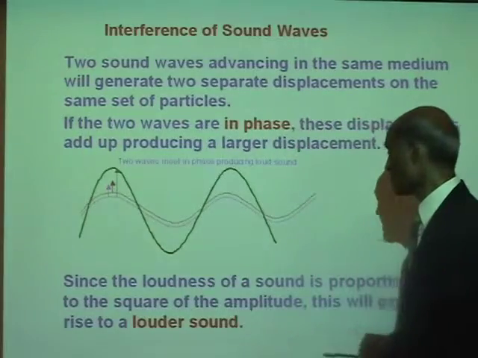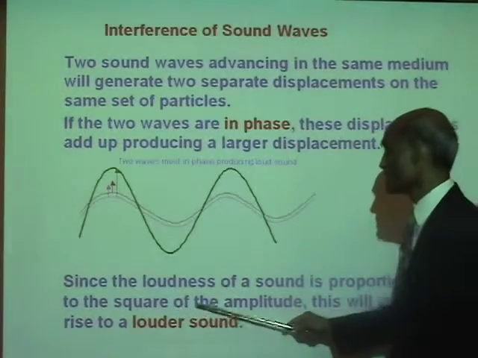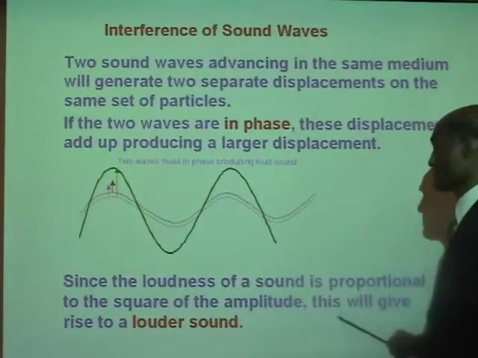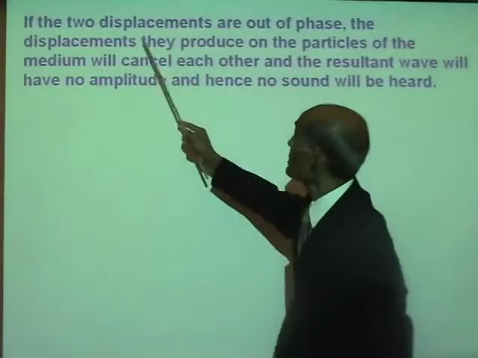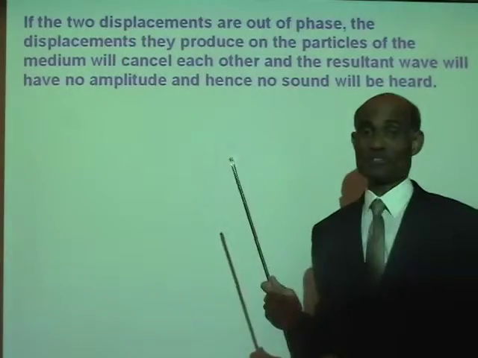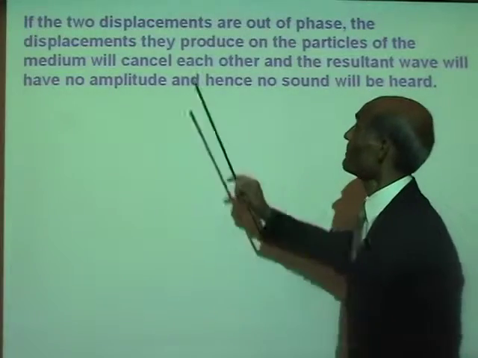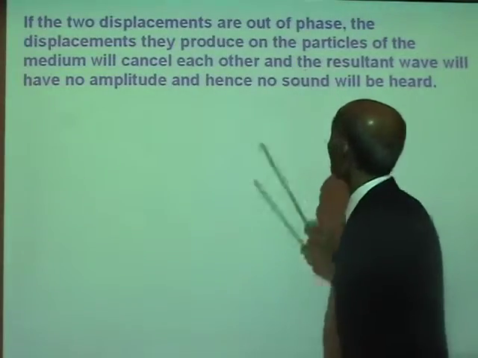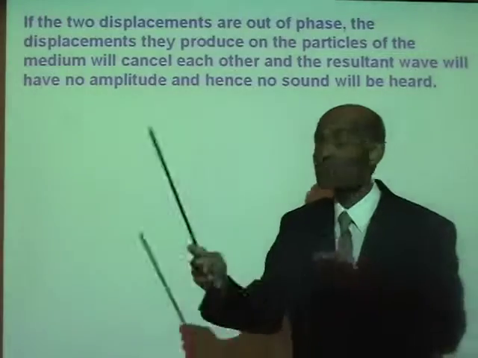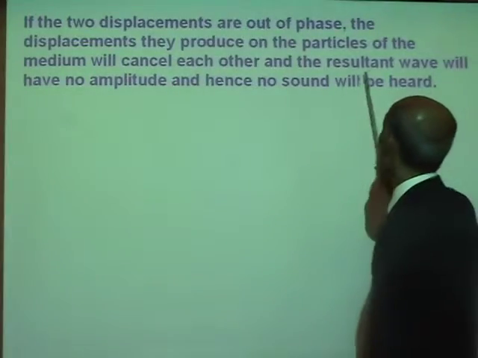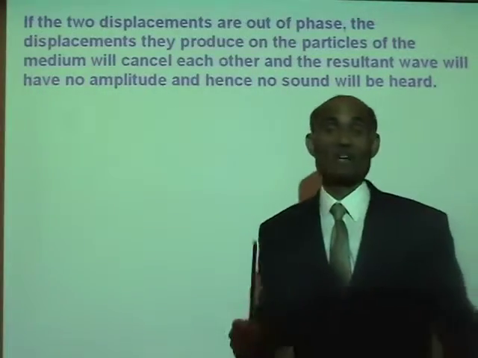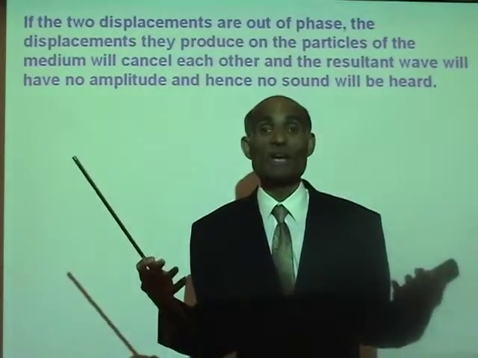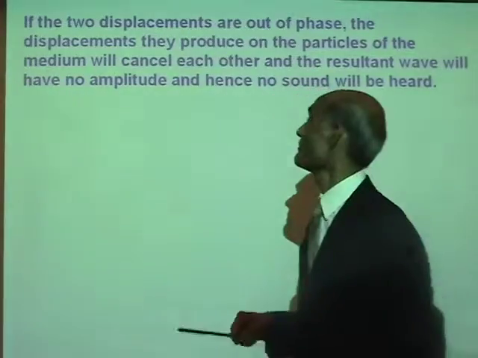Since the loudness of a sound produced depends on the square of the amplitude, this will generate a much louder sound. If the two displacements are out of phase, what will happen? The displacements they produce on the particles of the medium will cancel each other, and the resultant wave will have no amplitude. If the resultant wave has no amplitude, it means there will be no sound.